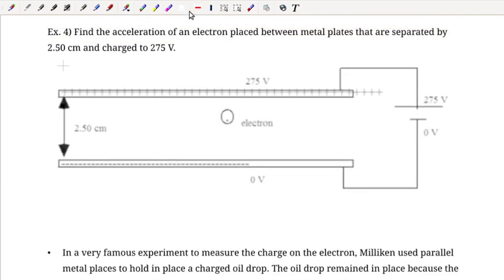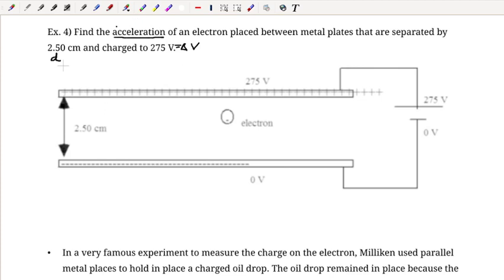Find the acceleration of an electron placed between metal plates that are separated by 2.50 centimeters and charged to 275 volts. So I've got 275 volts voltage difference. So this is going to be my delta V, because it's 275 minus 0. The 2.5 centimeters, that's going to be my D, my distance. And what is it actually asking me for in this question? It's asking me for the acceleration. Well, wait, we haven't seen anything to do with acceleration yet. So how is acceleration at all related to this question?